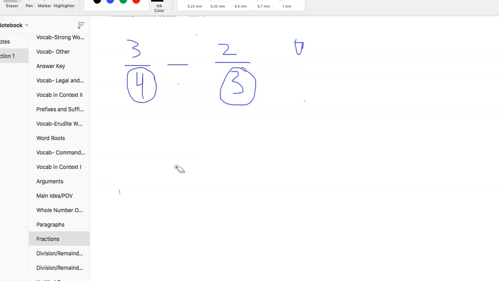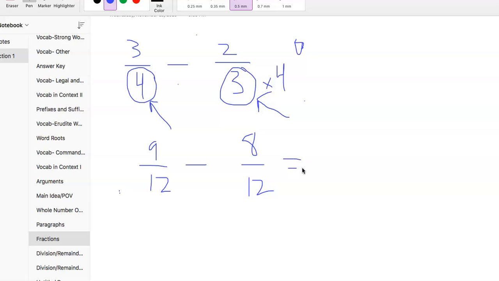Okay, so on this one right here, 4 times 3 is 12. 3 times 3 is 9. I just multiplied the top and the bottom by 3 to get to 12. On this one, 3 times 4 is 12. I multiplied this by 4, and so I'll do the same thing at the top. 2 times 4 is 8.